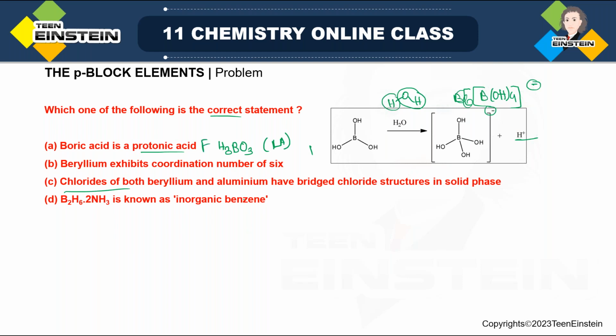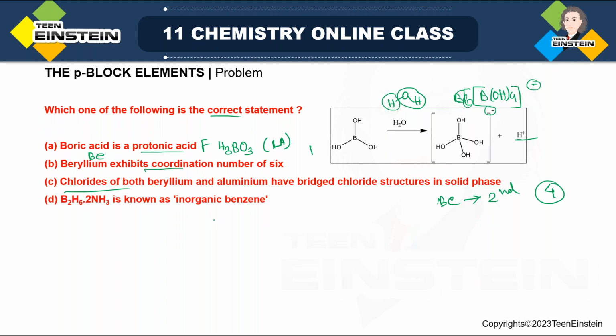Then, beryllium exhibits coordination number 6. Beryllium, which is Be, is from group 2. It is the first member of group 2. Now to show coordination number 6, it has to have d orbitals. But as beryllium is from the second period, it cannot have d orbitals, and if that is not possible, then an increase in coordination number is also not possible. Maximum it can have coordination number 4, but not more than that. So this statement is not correct.